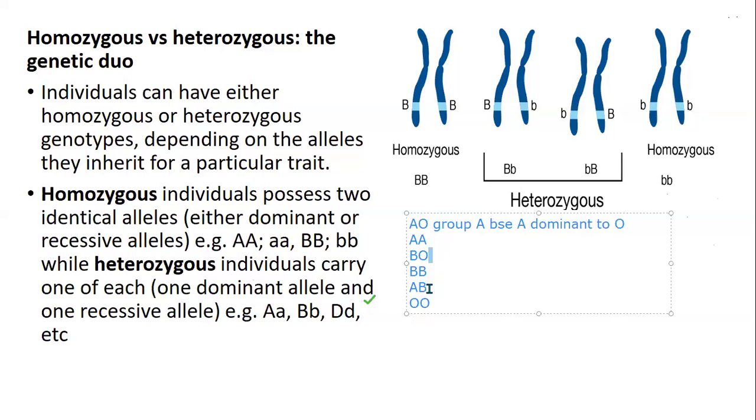Now this is AB. Even this is heterozygous. Let me just also add it. It's also heterozygous. That's also heterozygous. Now this is homozygous. And also this is homozygous. I hope that helps to clarify. This is also homozygous. So the rest are heterozygous. This is homozygous.